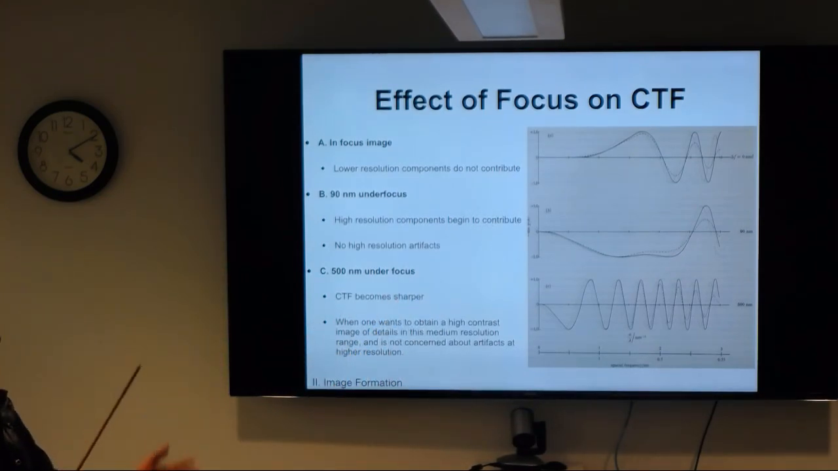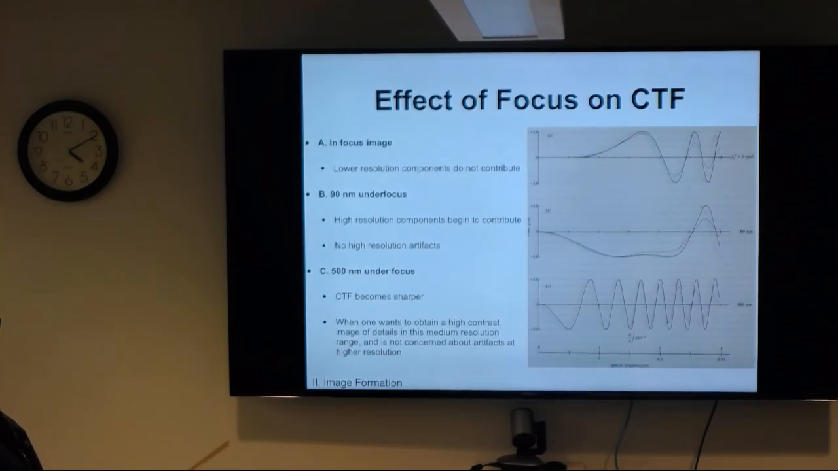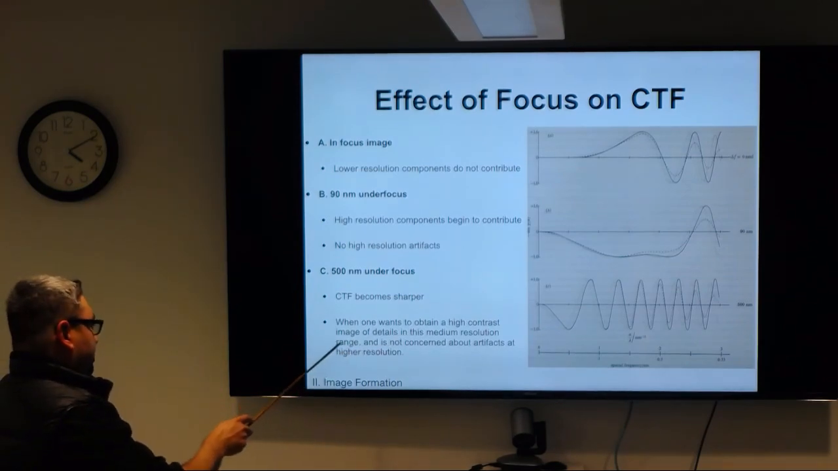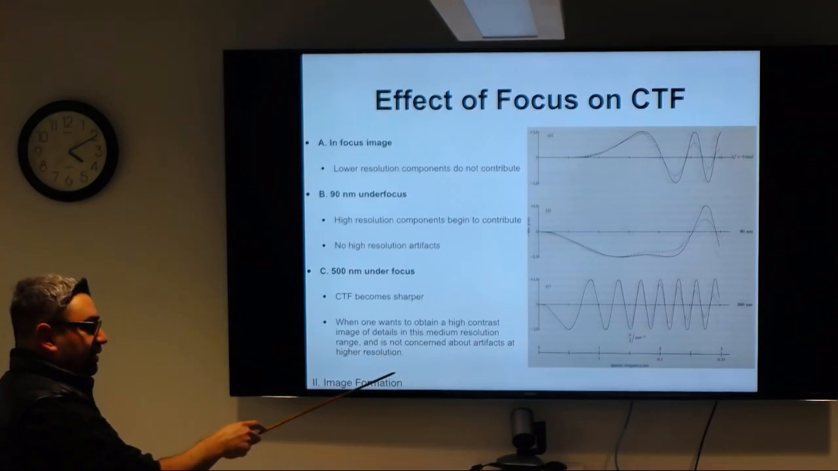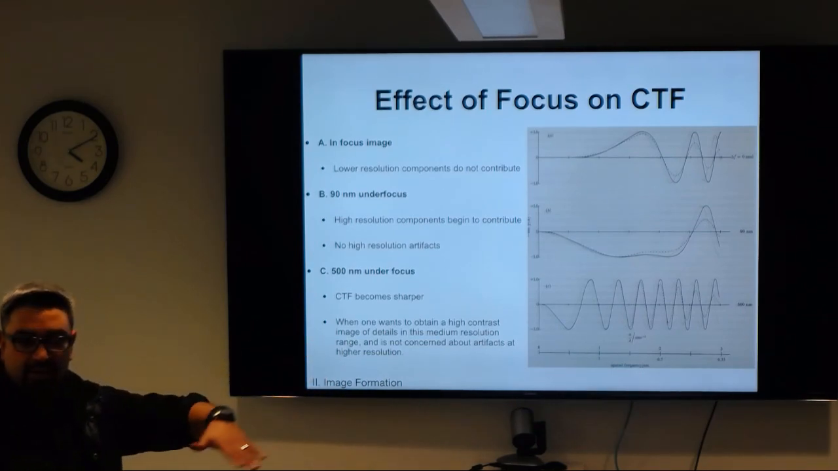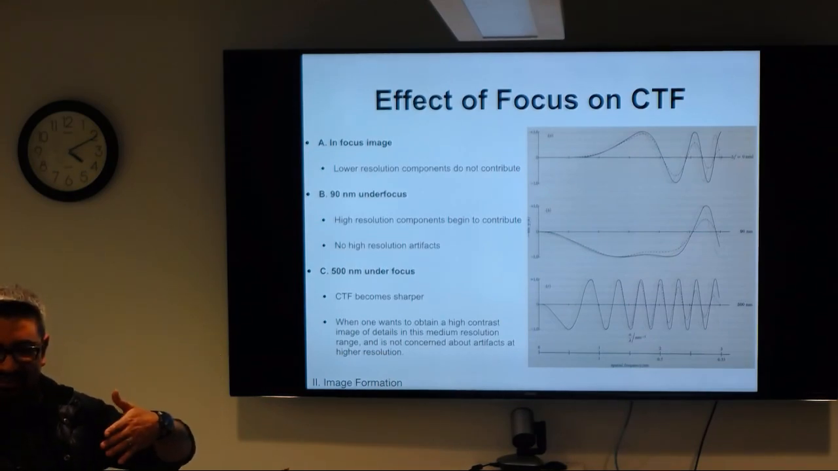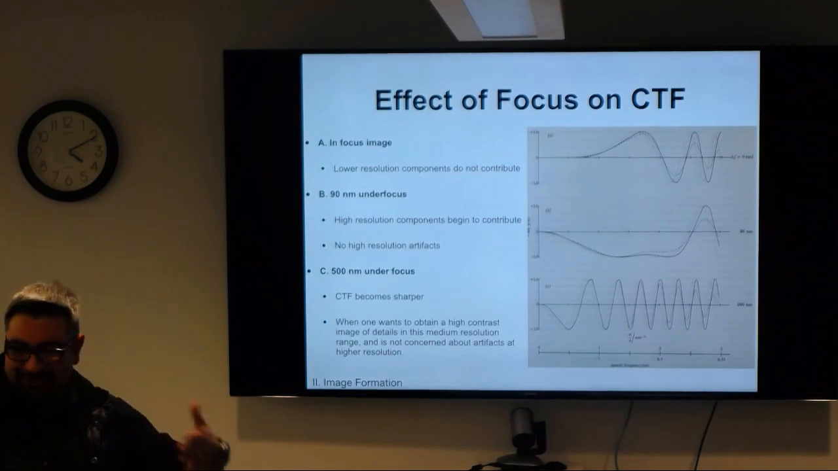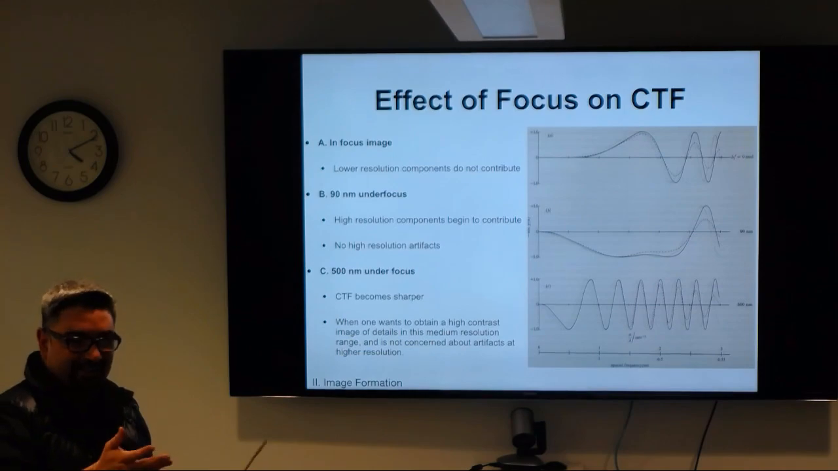Then you might ask, why don't we just go up to 500 nanometer underfocus? When one wants to obtain a high contrast image of details in this medium resolution range and is not concerned about artifacts at higher resolution, that works, but there are artifacts contributed at high resolution. So there's a balance. You don't want to overfocus, and you don't want to underfocus too much. There's a balance, and you have to figure out what that is.